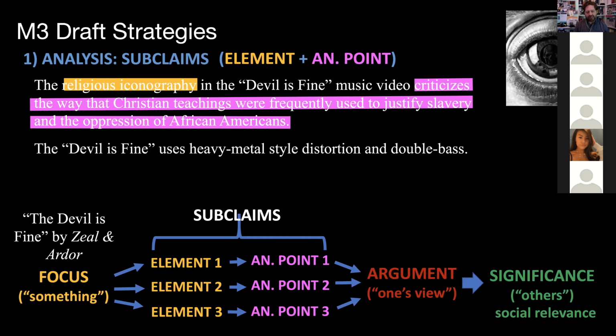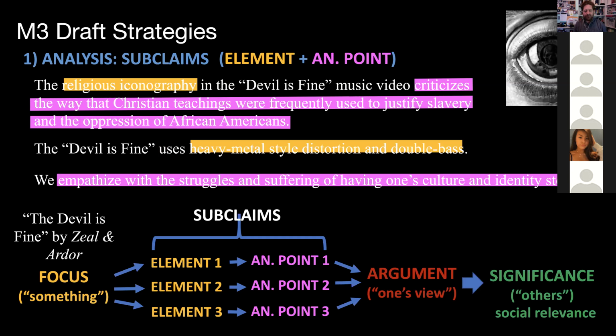So let me look at a couple examples of subclaims that don't quite fulfill that and why that's a problem. Let's say this was another subclaim: The Devil is Fine uses heavy metal style distortion and double bass. If you wrote a subclaim like this in one of your papers, I would have written a comment saying we have a clear element here, right? Heavy metal style distortion and double bass is part of that song, but we don't have an analytical point. So what? How do you interpret that? What do you think that means? So we lack the analytical point in that subclaim. It's incomplete.